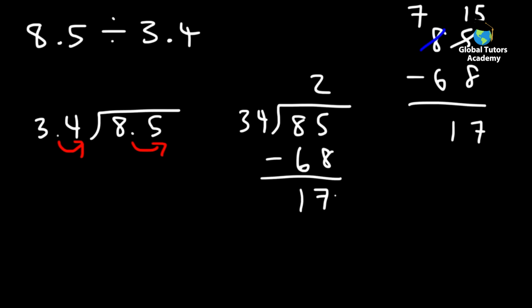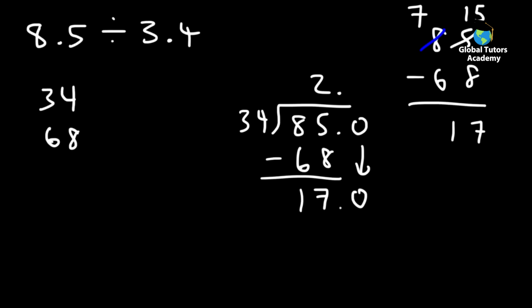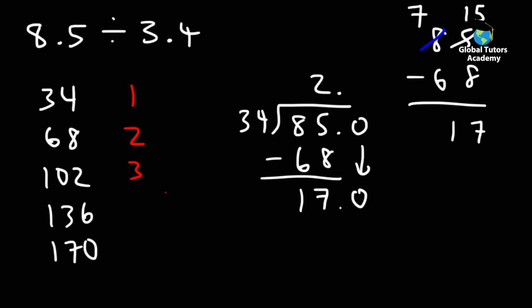Now, 34 doesn't go into 17, so we need to add a decimal point and a 0. Now how many times does 34 go into 170? We're going to treat 17 as if it's 170. Let's make a list. 34 plus 34 is 68. And then if we add 34 to 68, that's going to be 102. And then 102 plus 34, that's 136. And then if you add it again, that's 170. So notice that 34 goes into 170 exactly 5 times.